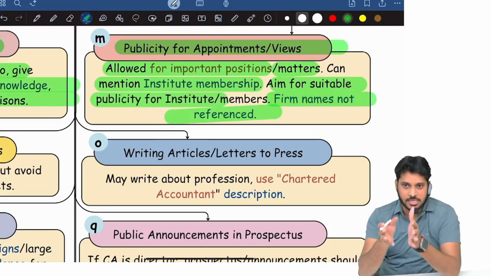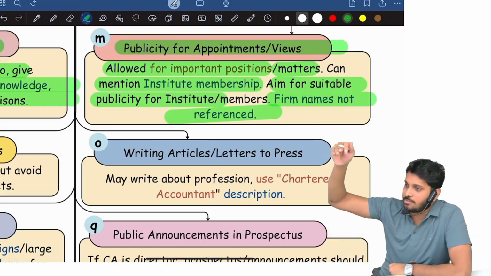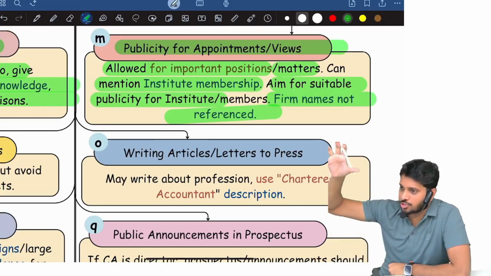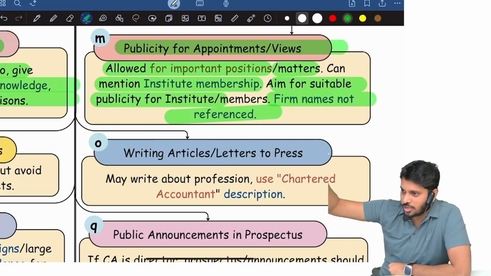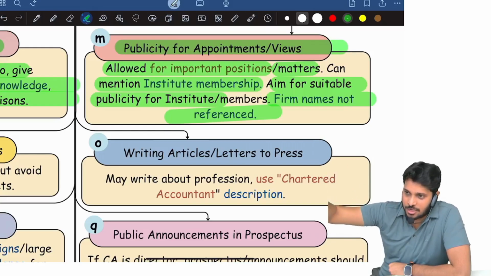For example, if a CA was appointed to some very big post in a central ministry, and somebody wants to advertise on this, like for the institute, it is reputation, right? For the institute also, a member of the institute. So to that extent it can be done, no problem.